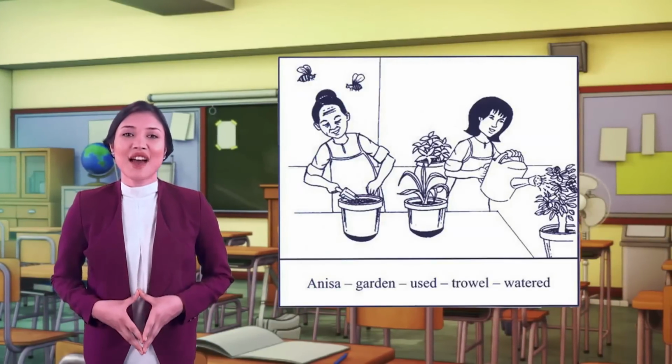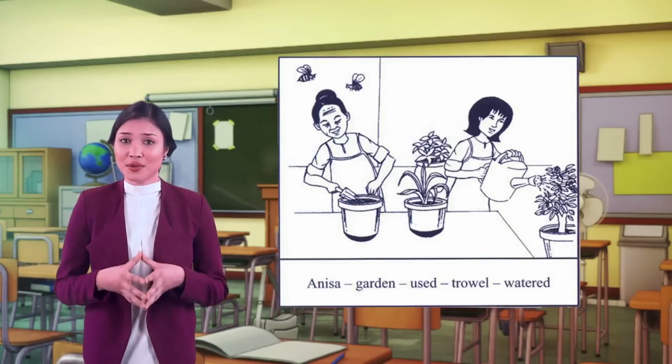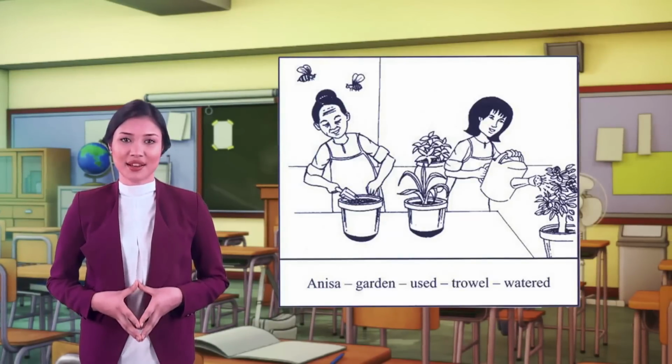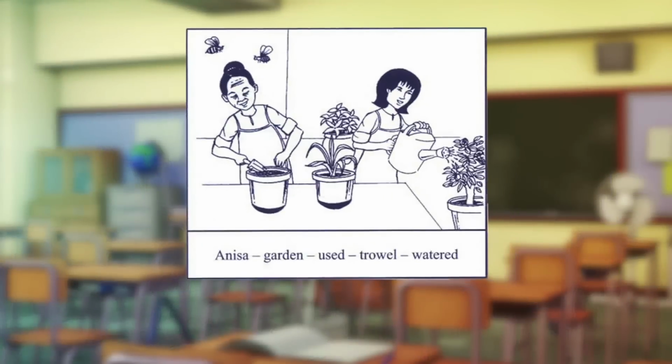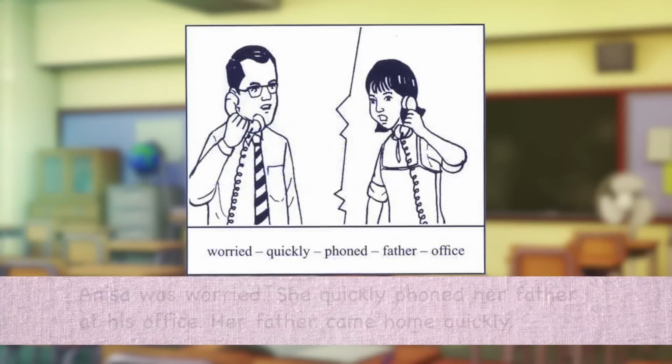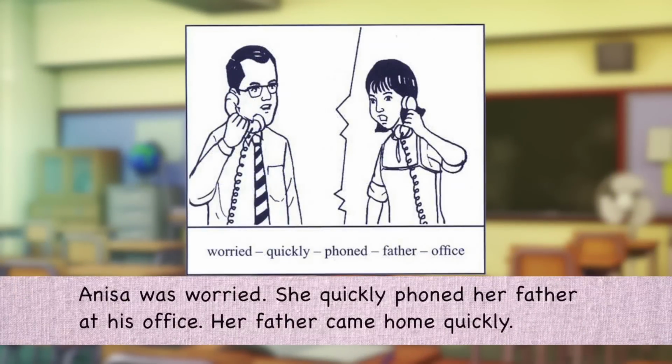Besides that, having strong vocabulary would let you use better words to describe something. Let's say a student has written, Anissa was worried. She quickly phoned her father at his office. Her father came home quickly. What words can you add or replace to make these sentences sound better?